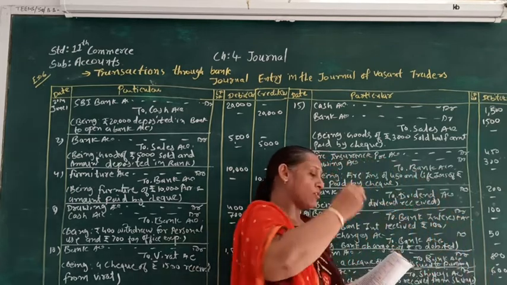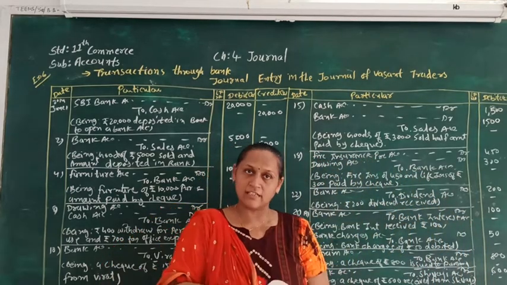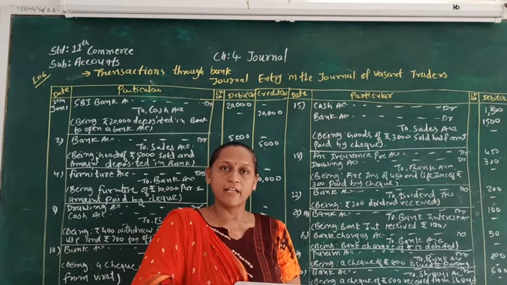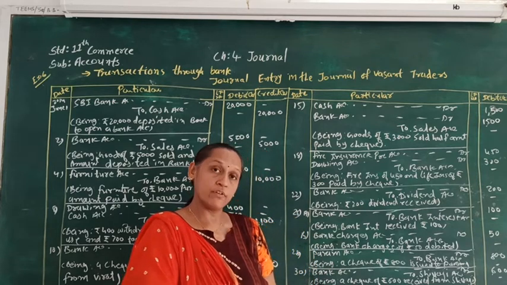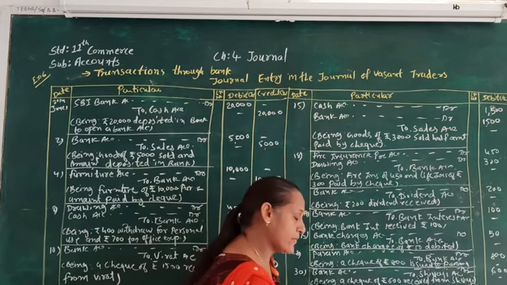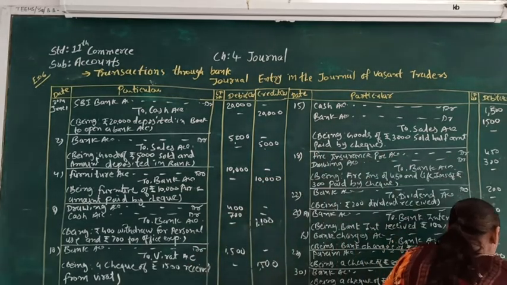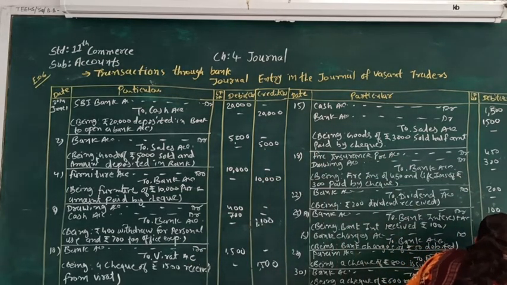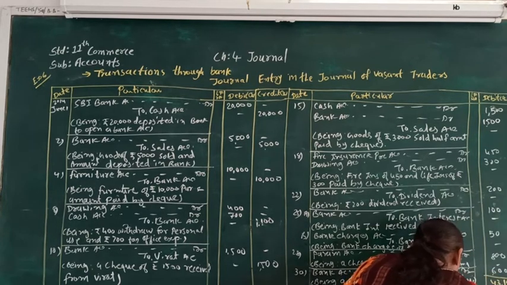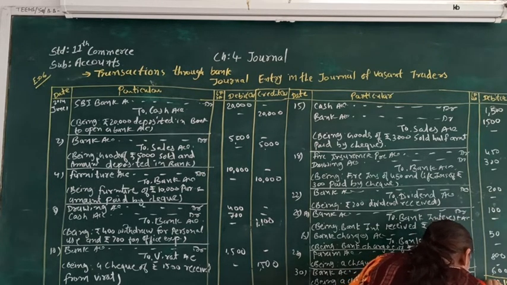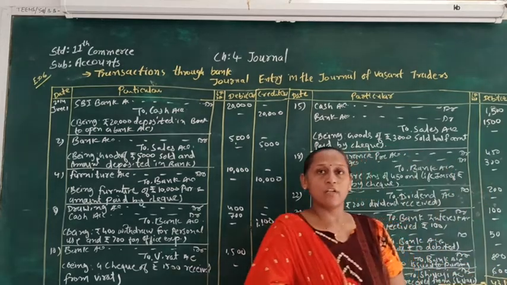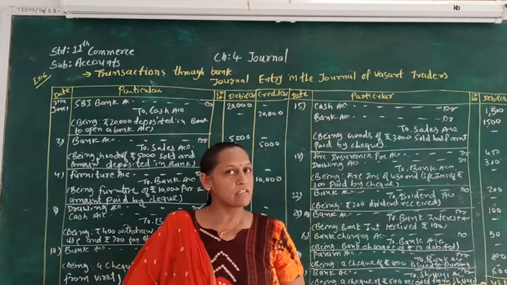So this is how we are supposed to record the transaction through bank. Now let's make the total of this, and the total of this will be here 43,100. Total. So students, you may note down this in your notebook.